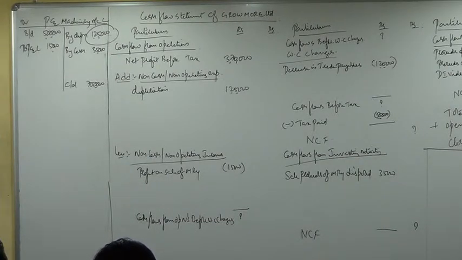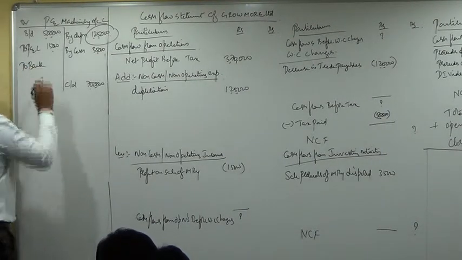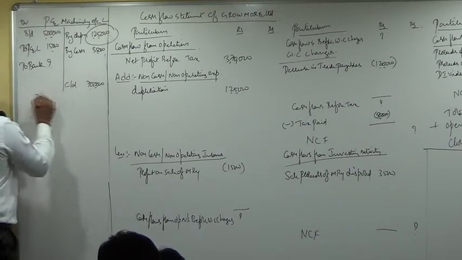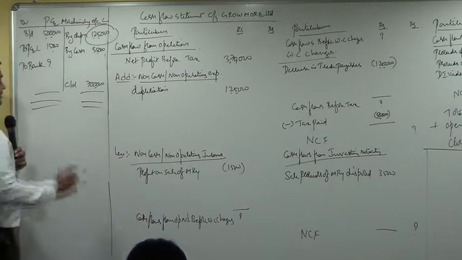Land and building. Wait, I think machinery is not over yet. Purchase was also made at the year end. What purchase? I don't know. Find out and tell me how much is the purchase. 3 lakh.